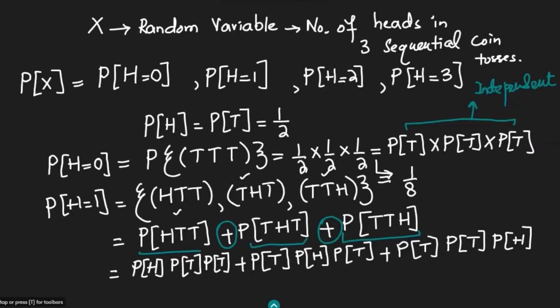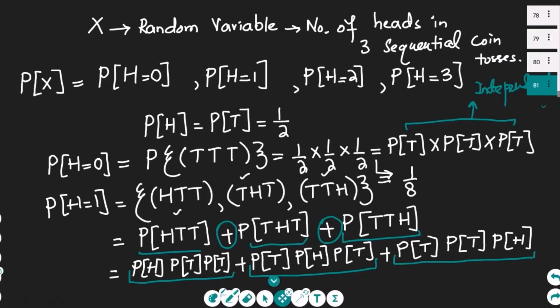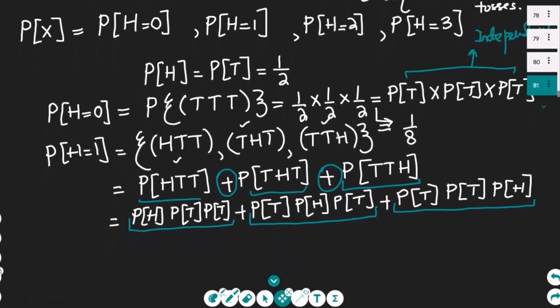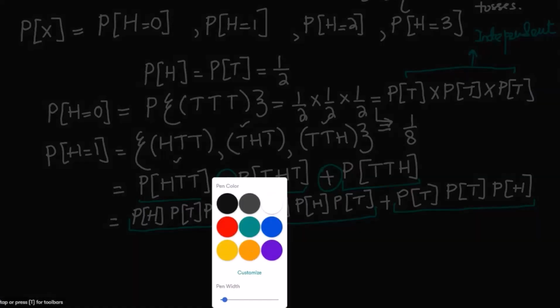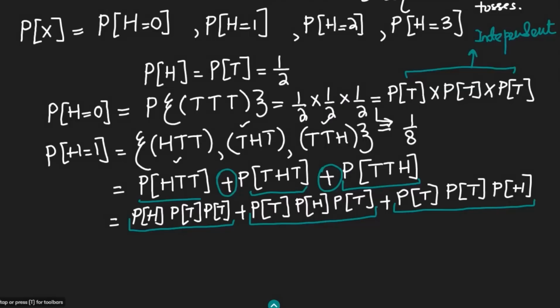So these three are independent, these three are independent, these three are independent. Okay, so let me move down somehow, and let me write their values. Writing their values, the probability of heads and probability of tails is given here, and that is 1 by 2.